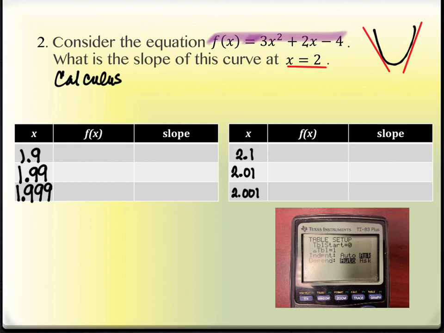Okay, the next thing that we're going to do, and this one is using your calculator's table. So go to the y equals first, hit y equals, and we're going to put in the equation that we were given. So we'll put this expression into y1. So y1 is going to say 3x squared plus 2x minus 4.